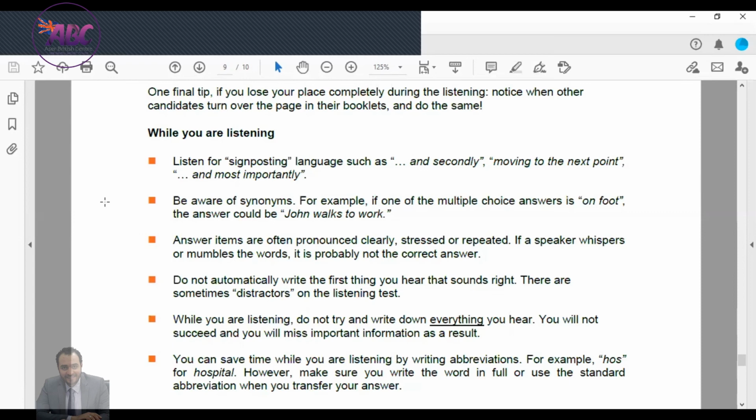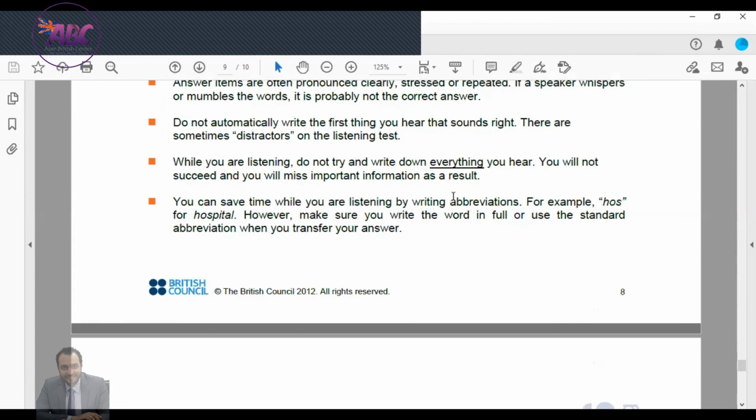While you are listening, do not try to write down everything you hear. You will not succeed and you will miss important information as a result. You can save time while you are listening by writing abbreviations. For example, HOS for hospital, okay? You can write this abbreviation in your booklet. But of course, when transferring your answers to the answer sheet, you must write it in full.